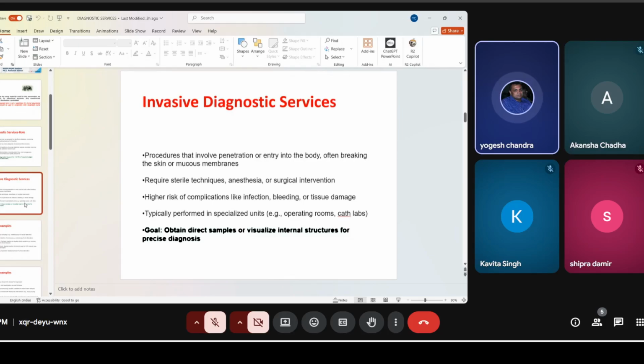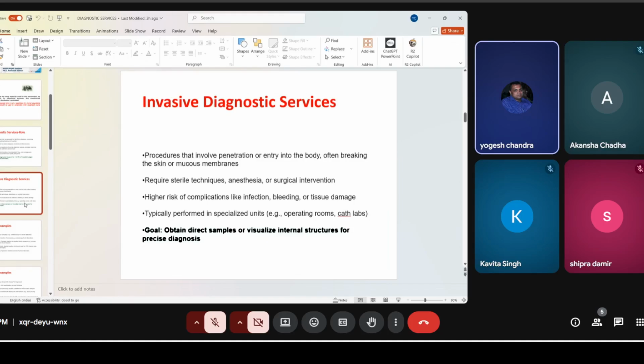So all these things are just doing some entry into the body through these kinds of routes. Okay, sterile technique is done, anesthesia is one thing, and then the surgical intervention. Some surgical interventions are done as a diagnostic procedure also, and at the same time they provide clinical management also. Suppose some kind of drainage from the gallbladder or something like that.